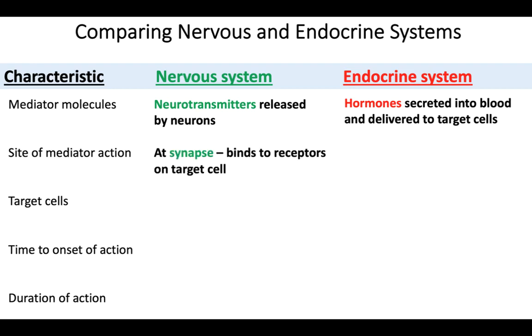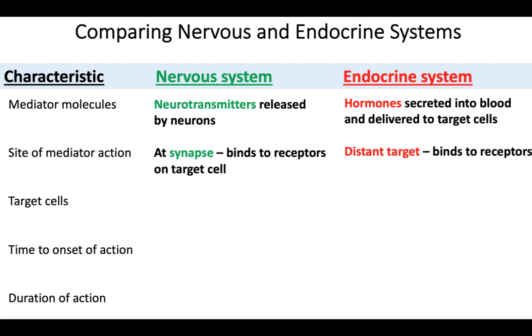The site of mediator action. So basically, where does that mediator go? Well, the neurotransmitter crosses a synapse, right? A synapse is the connection between a neuron and the target. If you remember from A&P1, you learned about a neuromuscular junction, which was the junction between a neuron and a skeletal muscle. So that's where that neurotransmitter functions, at that little synapse or connection.